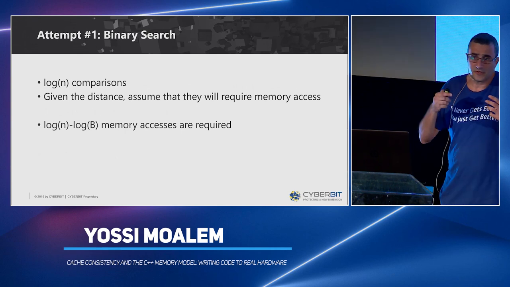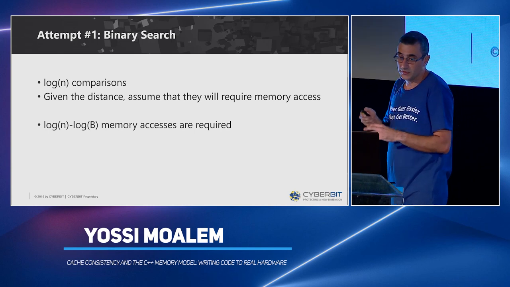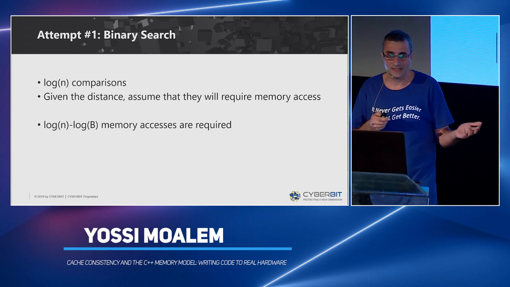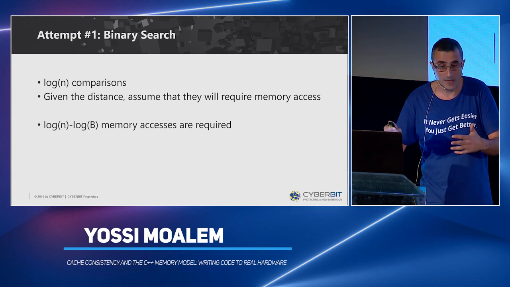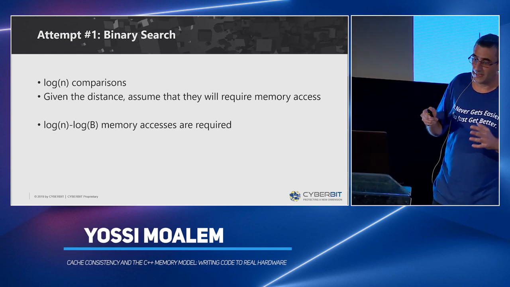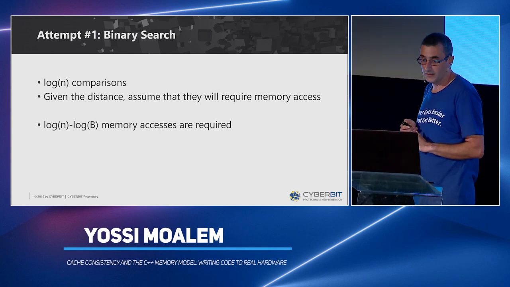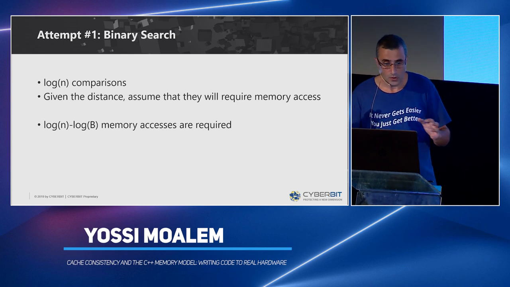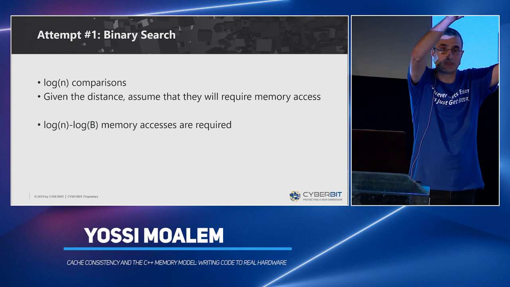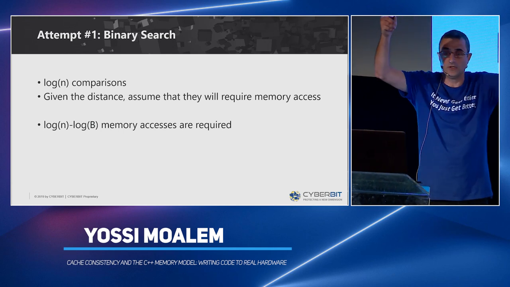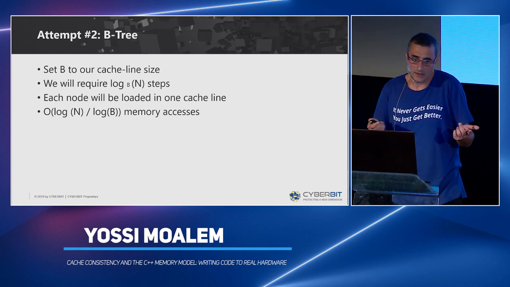The first thing that most people say is binary search. Binary search will use log n comparisons, and given the distance, we can assume that each search would be a memory access. It's actually a bit less. We're talking about log n minus log b memory accesses that we'll require, which is not really the best, because almost every item that I'm fetching needs a new cache line. I get a cache miss.